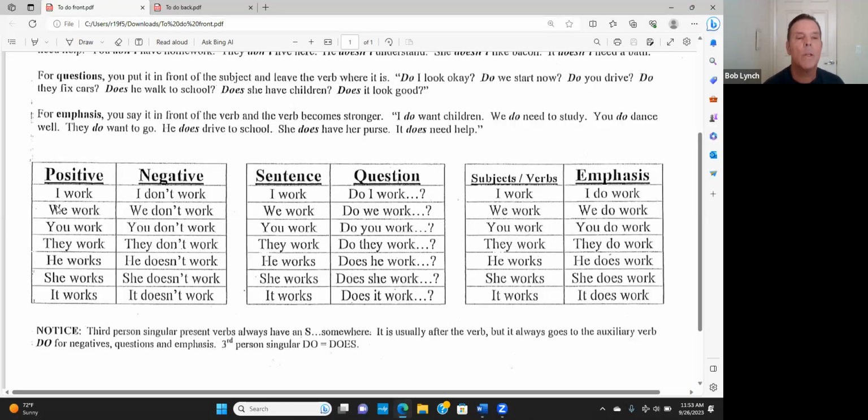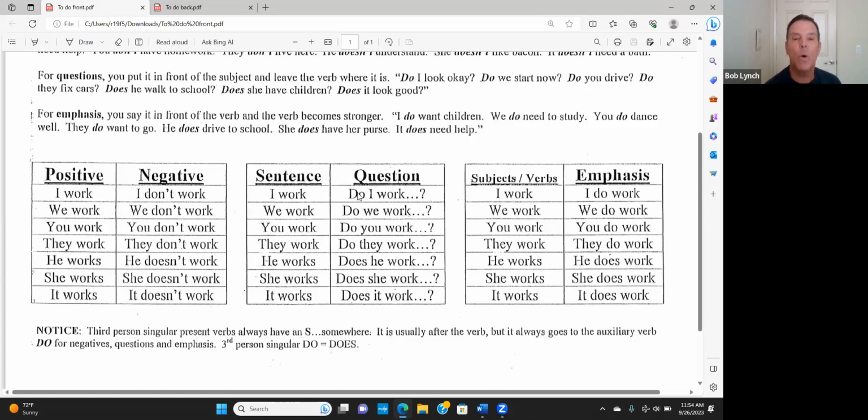So a positive statement is I work, but I think it's better to use the emphasis. I do work. We do work. You work. You do work. They work. They do work. He works. See, we got the S there. But if you say it this way, he does work. She works. We can add the S, but I think it's better if we say she does work. It works. It does work.